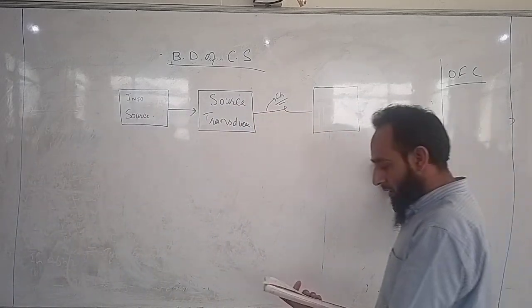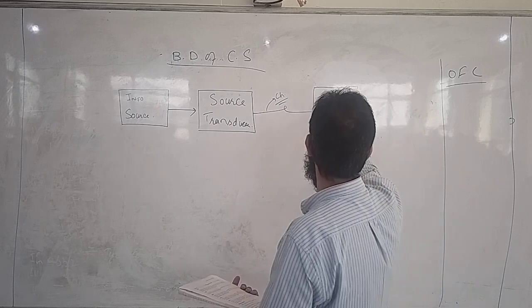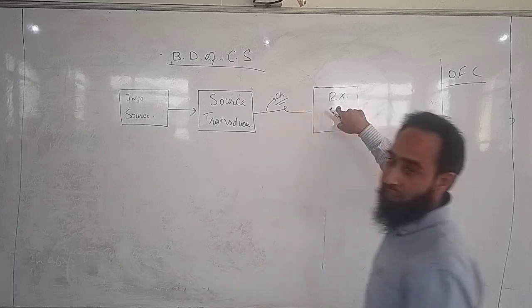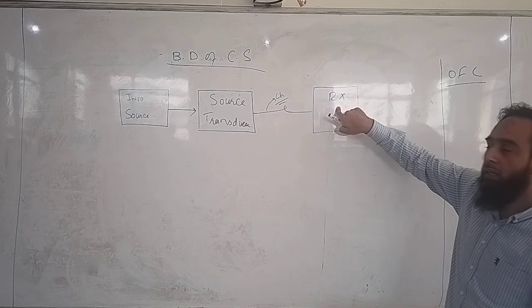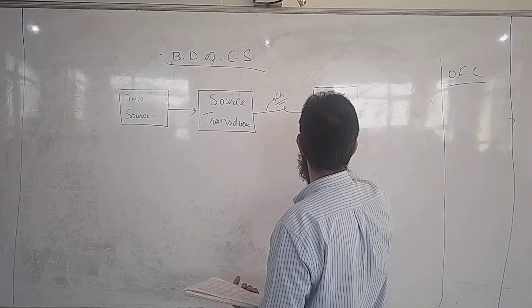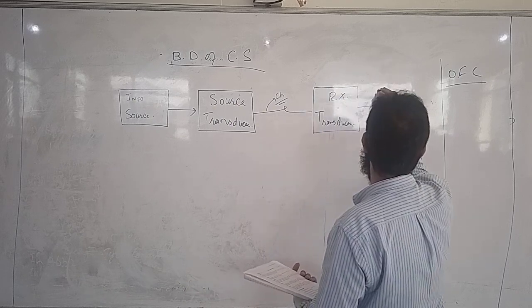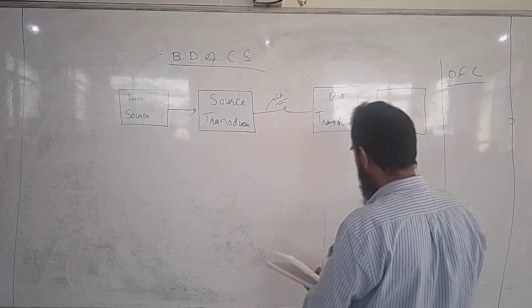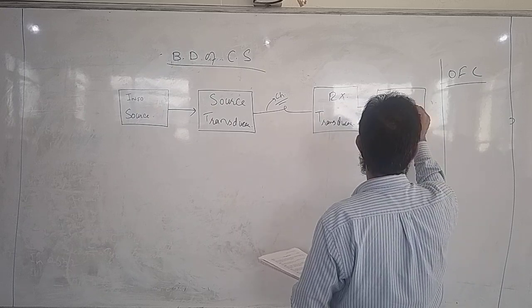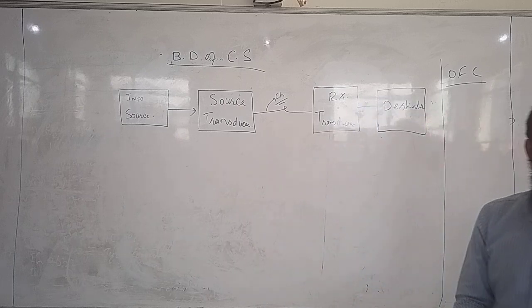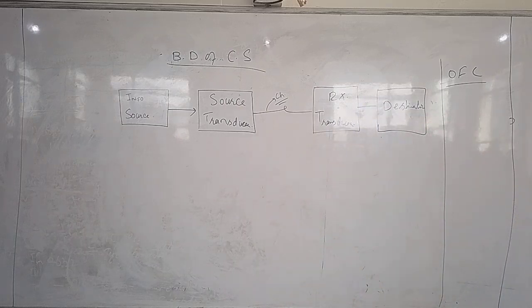Let me know. Okay, then this has to be a receiver, the transmitter. So let's go slightly faster. I denote a receiver by RX, the receiver transducer. Then finally, we have a final block which will be called the destination. This is our destination. Now, there can be many blocks inside this communication system.